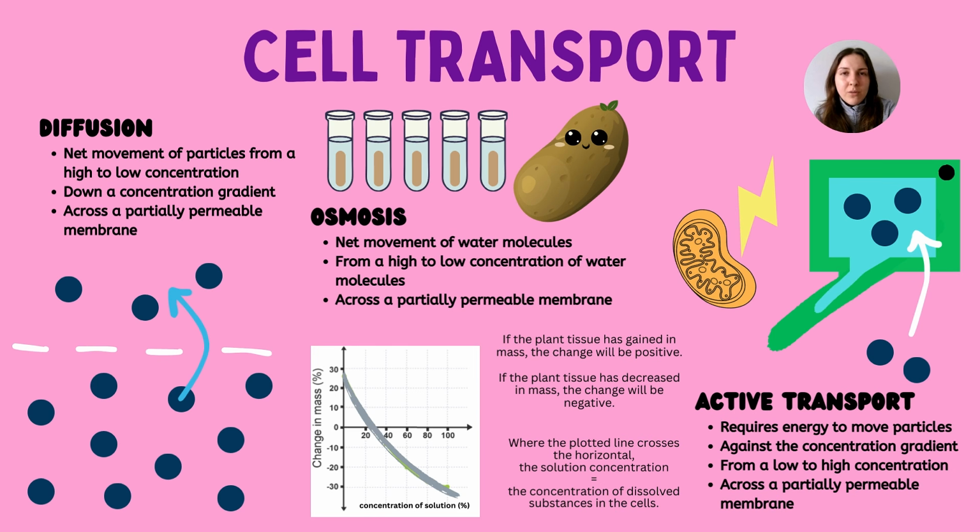The last type of mechanism is called active transport. And this is an active process, so it requires energy to move particles against their concentration gradient from a low to high concentration across a partially permeable membrane. Often you will be expected to know that this occurs in different cells, such as plant cells like root hair cells, to actively transport ions from the soil, but also in the small intestine to uptake glucose.